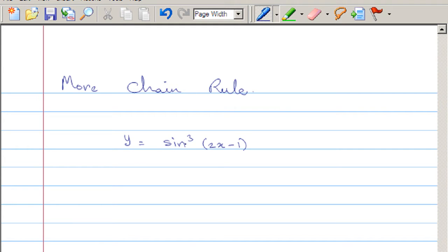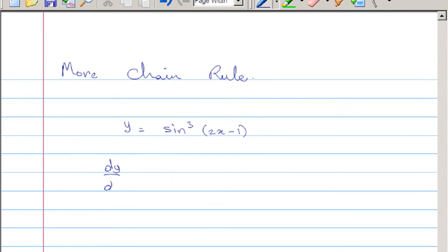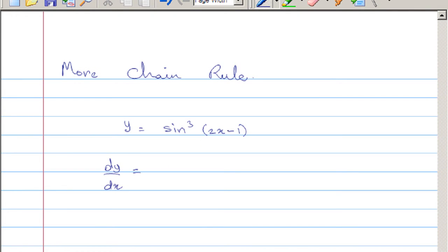Okay, now sine cubed of 2x minus 1. So dy over dx. Remember, this is not a product of any two functions. It's all one function, a composite function. I have sine of 2x minus 1 and all that raised to the third power. Another way to write this is to put a bracket around it and raise it to the power of 3.